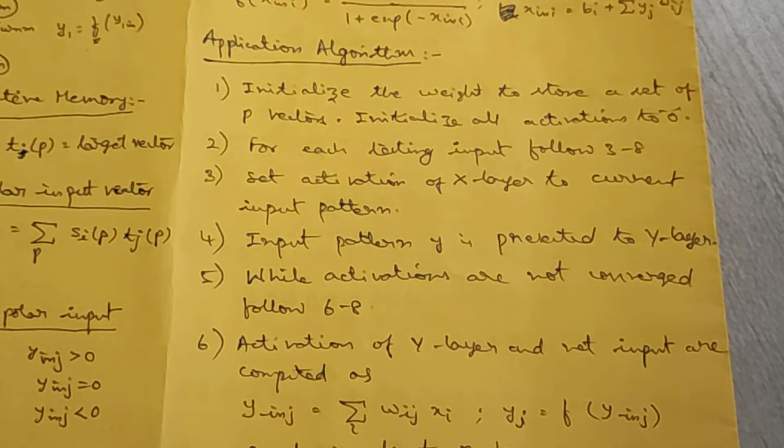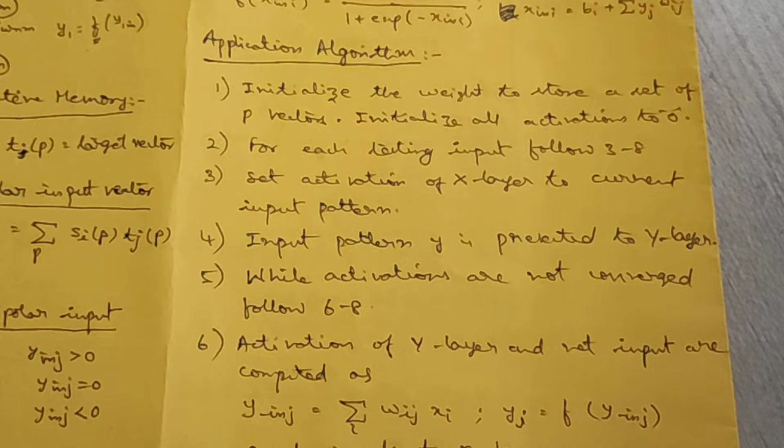First, initialize the weights to store a set of p vectors. We have already finished the weight matrix, so we simply use that weight matrix. For a set of p vectors, that is the input vectors, initialize all activations to 0 at first. After that, for each testing input follow steps 3 to 8. If we have 2 to 3 testing inputs, then for each testing input we need to follow these steps.